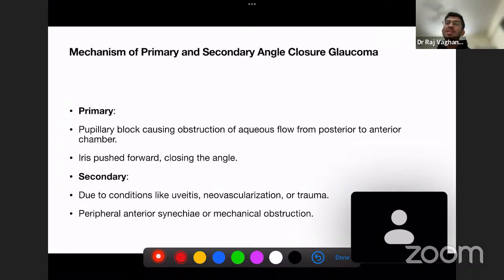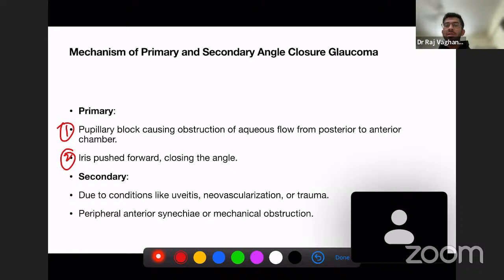What is the mechanism of primary and secondary angle closure glaucoma? In the primary, you can have pupillary block causing obstruction of aqueous outflow from the posterior to the anterior chamber, or you can have the iris pushed forward, closing the angle. So these are the two mechanisms. You can have the pupil block, or you can have the iris pushed towards the cornea.